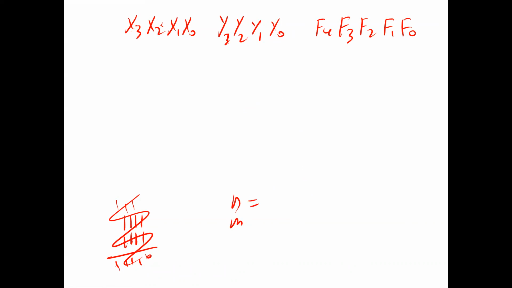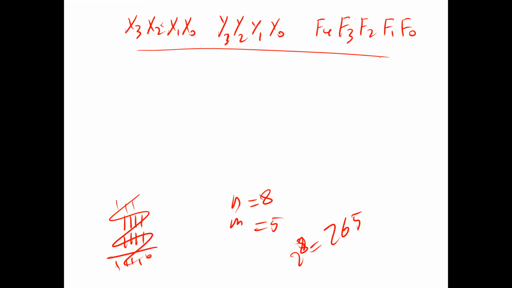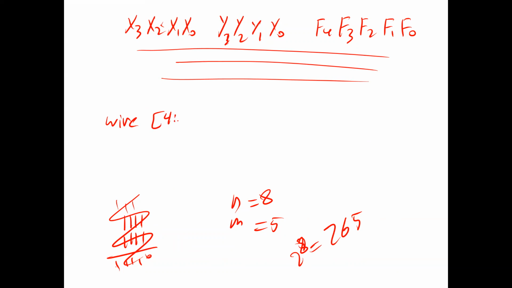n is the number of inputs, so this is 8. m is the number of bits for the output, so this is 5. How many words do I need? 256 words, which is 2 to the 8. I'll create 2 to the 8 rows here. So when I declare the ROM, how do I write it? I write wire. First, I put the size of each element. The size of each element is 5 bits.